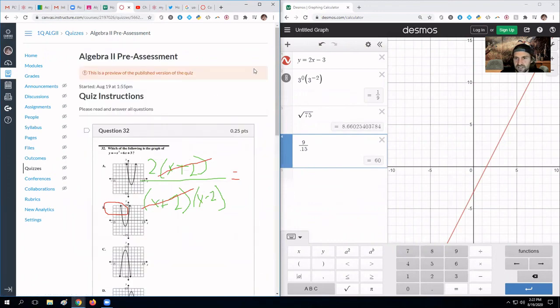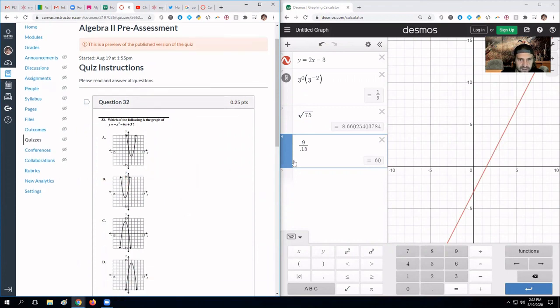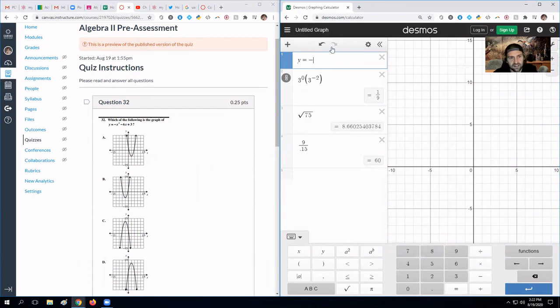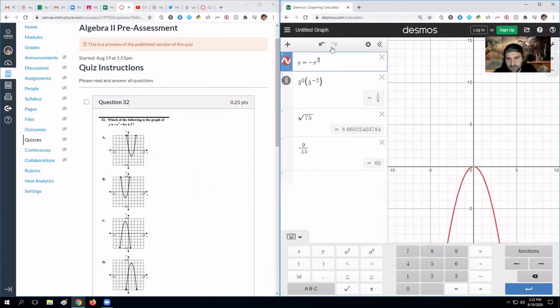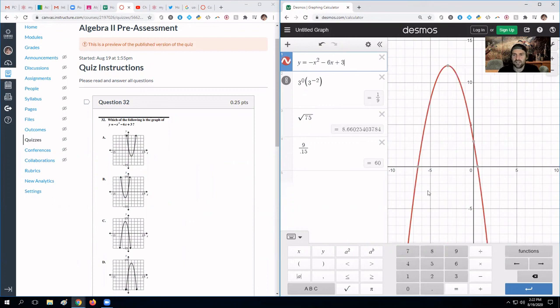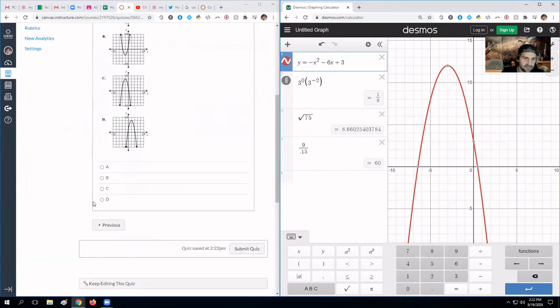Last problem here is kind of a tougher one, but you could always use Desmos to get it right. In fact, that's what I'm going to do. I'm just going to type it in right here. y equals negative x squared, so that makes a sad face, a sad parabola, upside down one, minus 6x plus 3. So we can see this is a sad parabola, so that cancels out A and B, and it's shifted a little over to the left, so that answer is C.